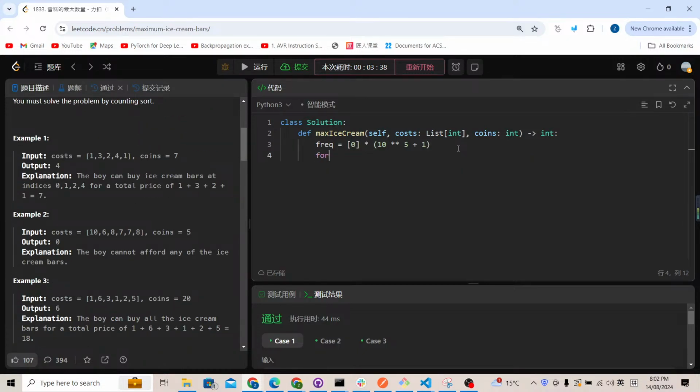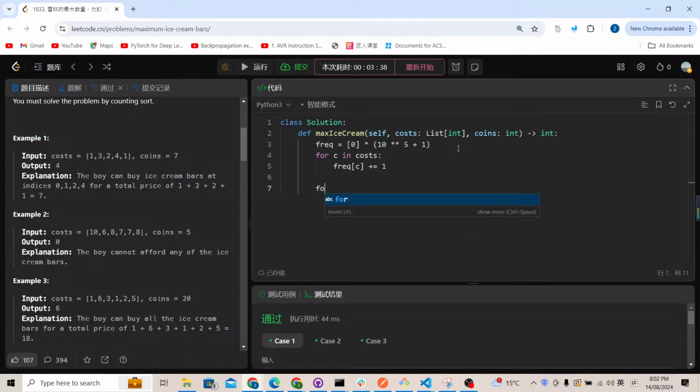Now we just need to loop through the cost array. So for say in costs, in the frequency array, we're going to put this say inside plus equal to 1. So now we prepared our counting sort array. We just need to use the counting sort idea to solve the problem.